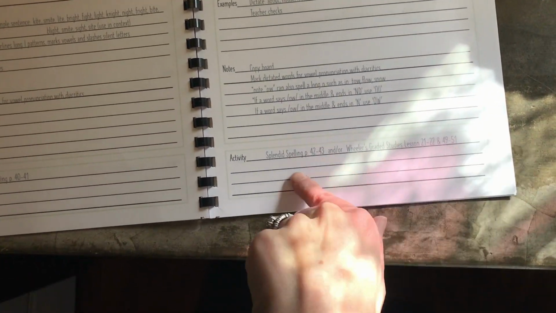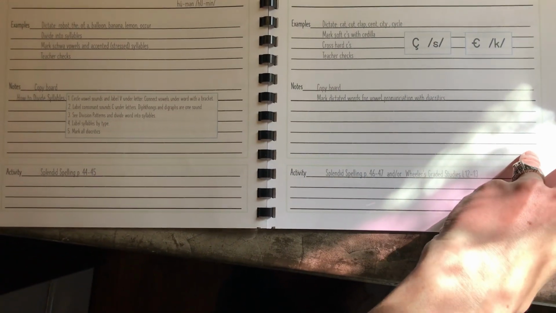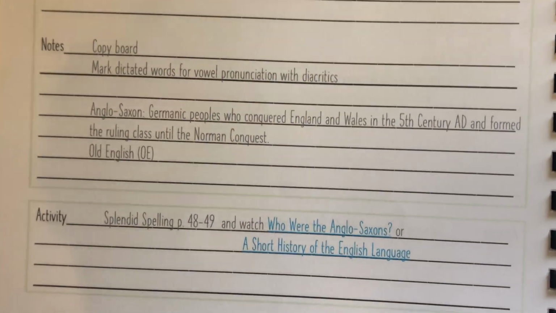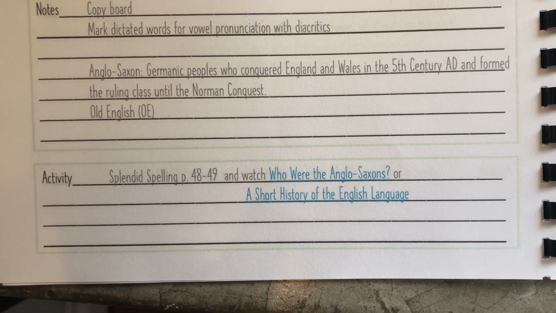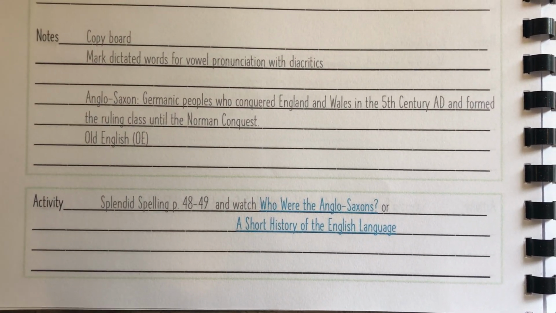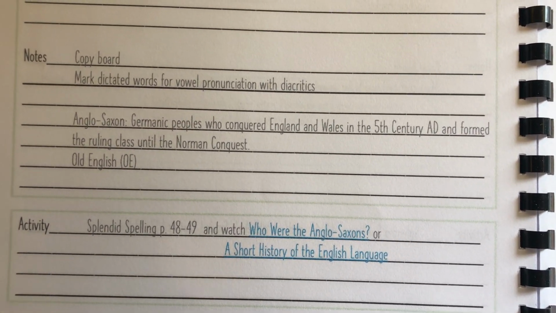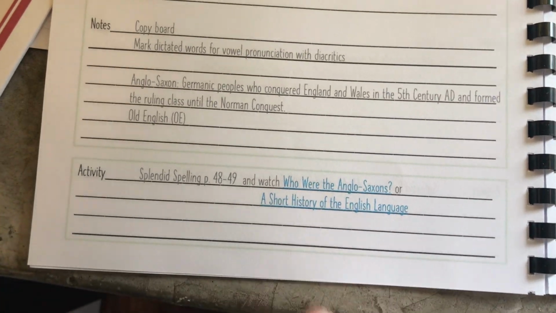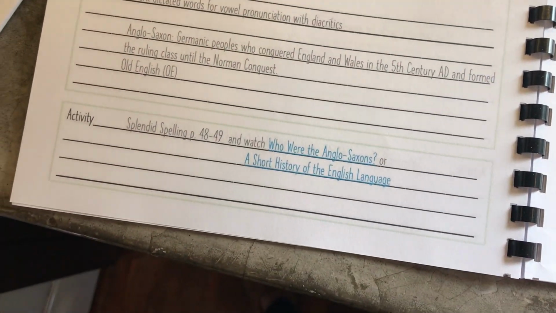Remember, if you see anything down here in the activities that is underlined in blue, that's a link. I think there were these ones. We wanted to talk about our Anglo-Saxon roots and how that's still affecting our spelling today. So, who were the Anglo-Saxons, and a short history of the English language. Those are both just YouTube videos that we watched, and I linked to them there for you.